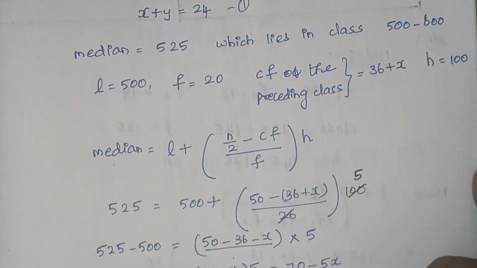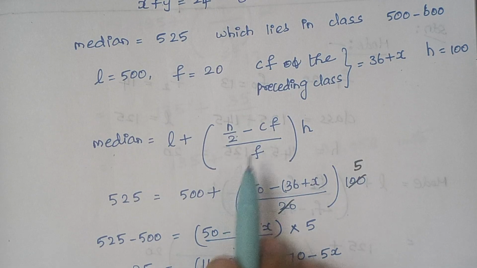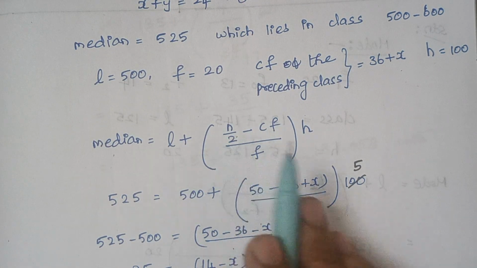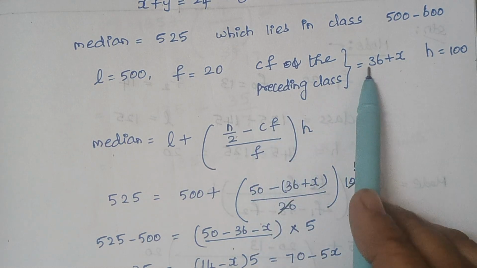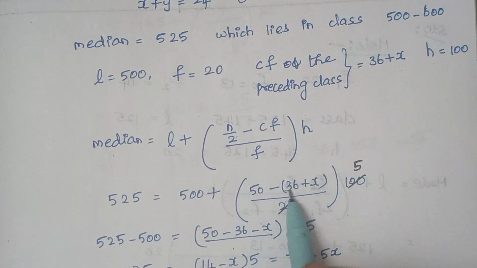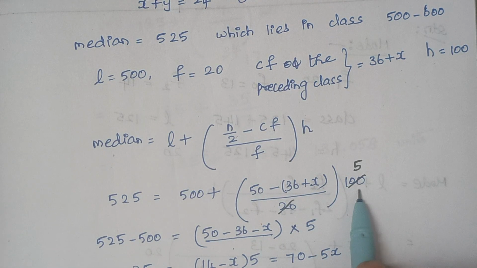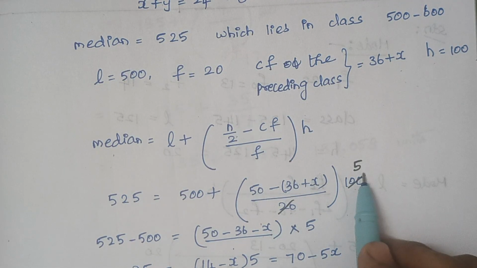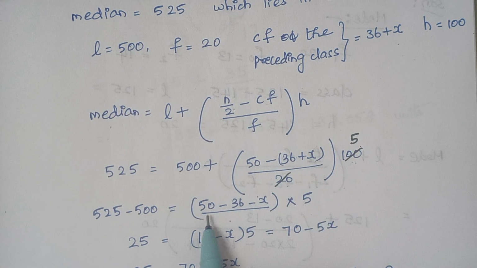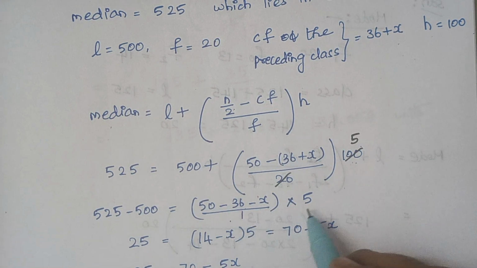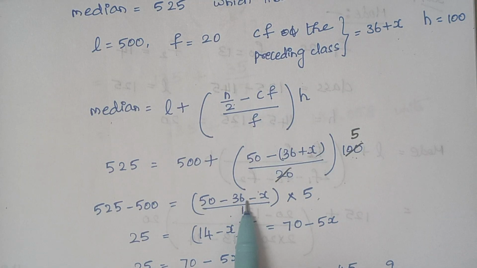So 525 is equal to 500 plus, n by 2 is 100 by 2, which is 50. So 50 minus the cumulative frequency 36 plus x. Since we have two terms, write it in brackets, divided by 20 into h, which is 100. So 20 and 100 cancel by 5 times. Next, I am moving this minus sign inside the bracket. So it is 50 minus 36 minus x, into 5. So 50 minus 36 becomes 14. So 14 minus x into 5.